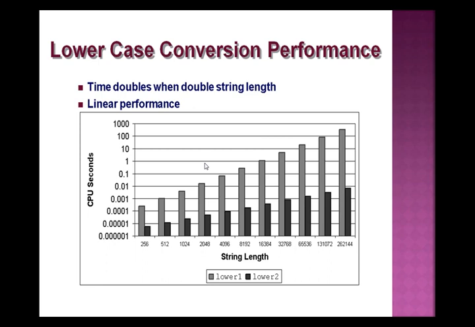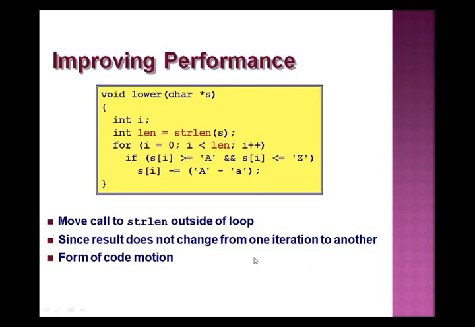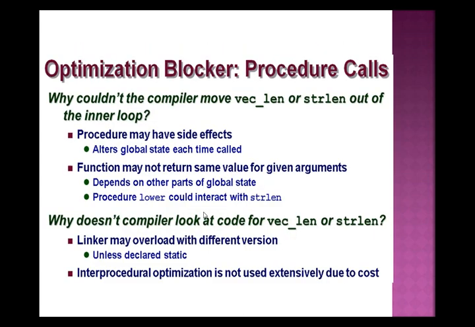This is a form of code motion. The next figure shows lowercase conversion performance. The time doubles when the string length doubles, so this does not improve the performance. This is linear performance. This is string length. This is lower one, lower two. Lower one is the light gray, and lower two is denoted by the dark gray or black. So this is what we have covered, lower one and lower two.